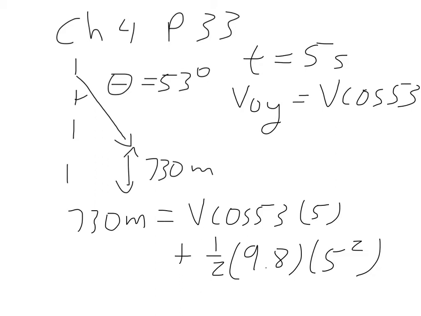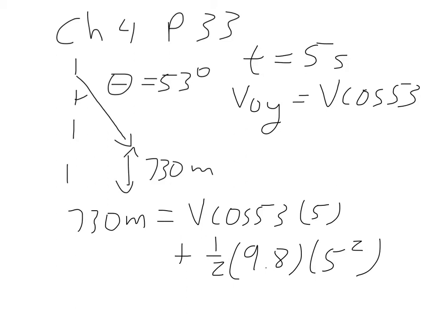Well, I've kind of accounted for that already. The 730 meters is straight down, so that's negative. The velocity along the y direction is down as well because the plane is diving, so that's negative. And then the acceleration of gravity is negative as well. So that means we have three negative quantities. Every quantity in the equation has a negative, so the negatives can drop out and we just have the positives.